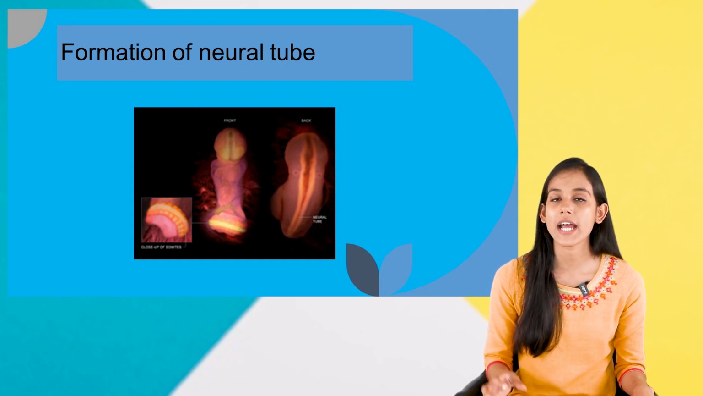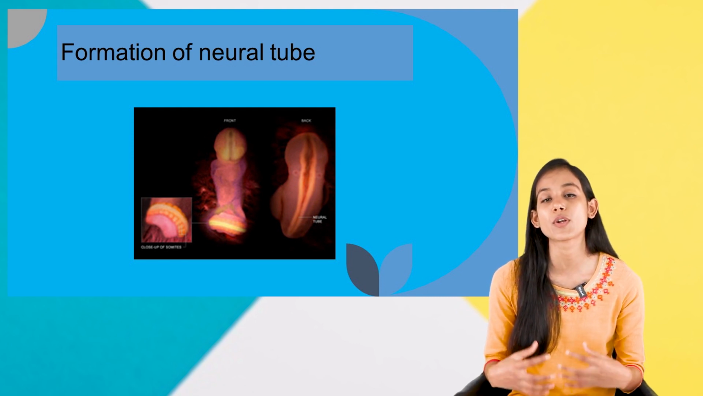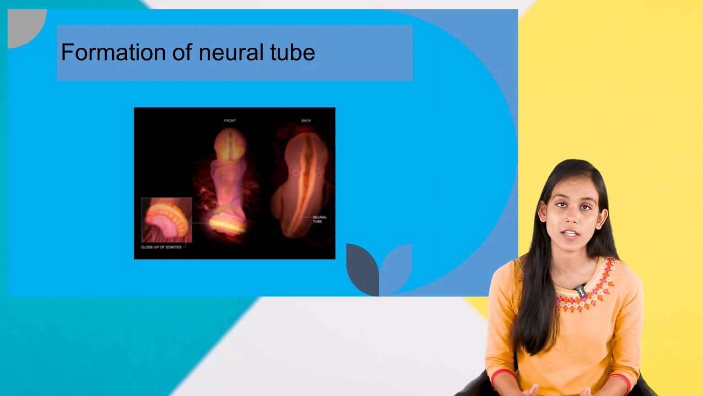Now the anterior and the posterior ends are called neuropores, and these two would close to form the spinal cord. Depending on the point of interruption in the neural tube formation, different types of neural tube defects may occur. Based on the type, it would determine whether it affects the brain, which is called anencephaly, or the spinal cord, which is called spina bifida.